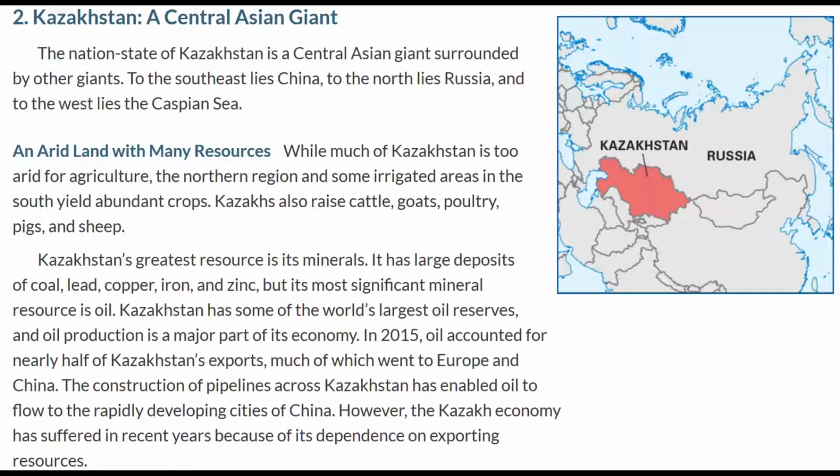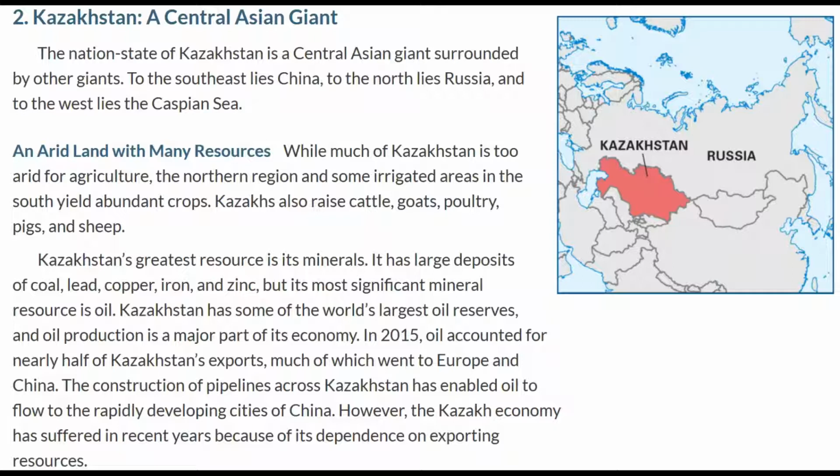Kazakhstan, a Central Asian giant. The nation-state of Kazakhstan is a Central Asian giant surrounded by other giants. To the southeast lies China, to the north lies Russia, and to the west lies the Caspian Sea. While much of Kazakhstan is too arid for agriculture, the northern region and some irrigated areas in the south yield abundant crops. Kazakhs also raise cattle, goats, poultry, pigs, and sheep.